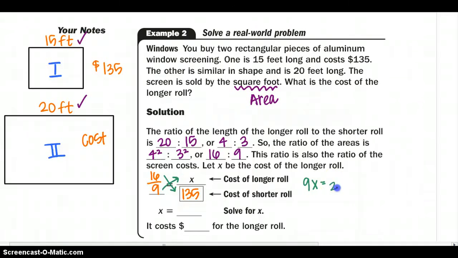Which would give me 2160. My x would be 240. So now I can say my cost of my longer roll is $240.